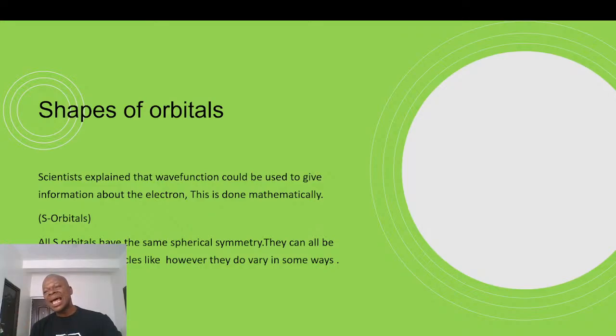Now, if you look at the s orbitals, all s orbitals have the same spherical symmetry. When you say something is spherical, it's like a football, you know, we are familiar with that. It's like a football, or circle-like. So anywhere you see an s orbital, it is circle-like. They can be represented by circle-like objects. However, they do vary in some ways.